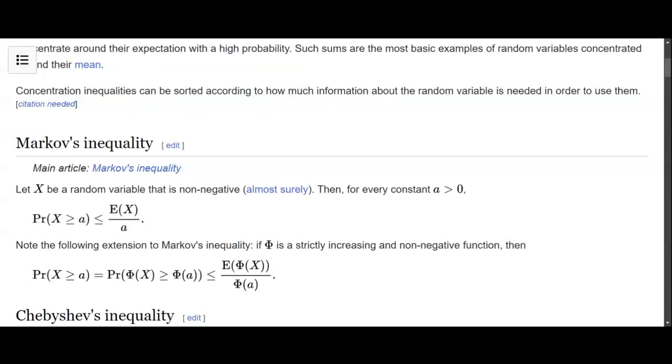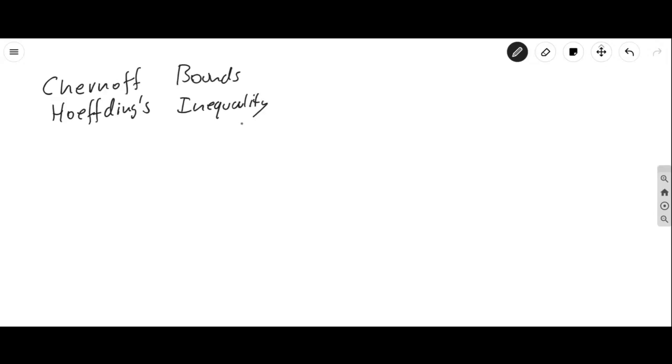Now, let me give you some extra resources for those of you who might be interested in this. There are many different types. There's something called the Chernoff bounds. Then there's Hoeffding's inequality. I'm probably mispronouncing all of these names. There's Bernstein's inequality. And there are many, many, many, but these are the common ones that you see.